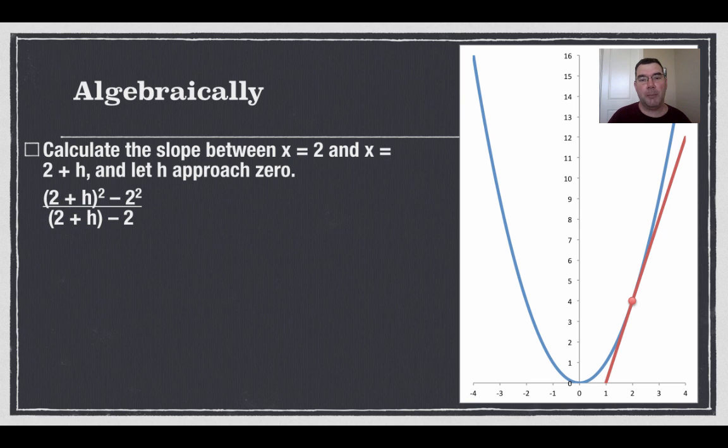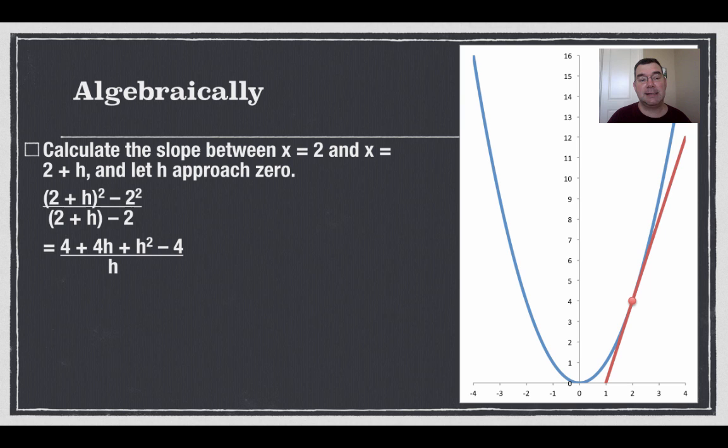So if I square both of those amounts to get my y values, remember we're still in y equals x squared, so to get my y values I'm going to square my x values. So on top I've got 2 plus h squared, and I'm going to subtract 2 squared. And on the bottom I'm just going to subtract the two x's, 2 plus h minus 2.